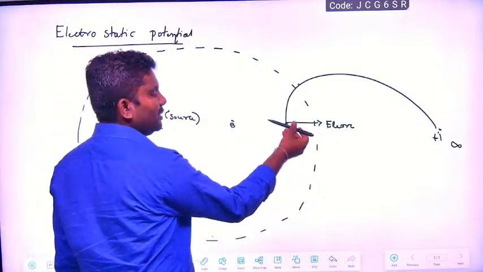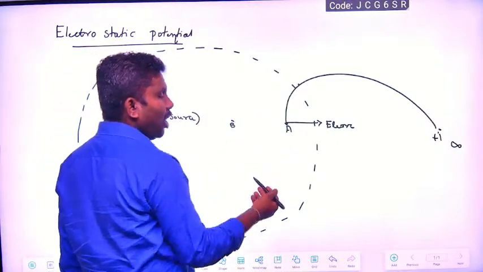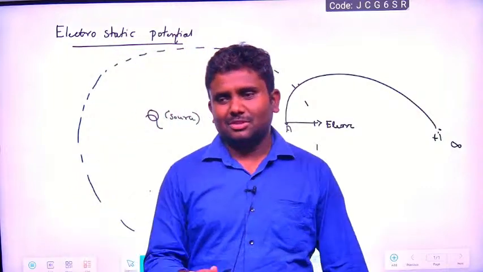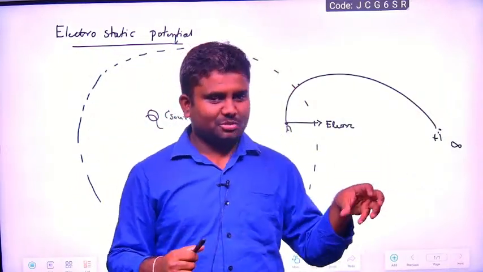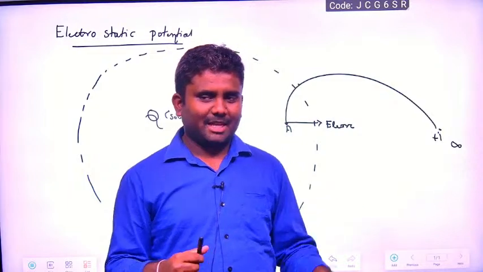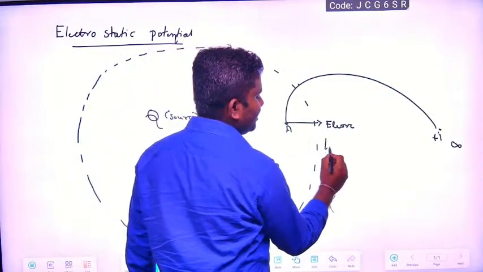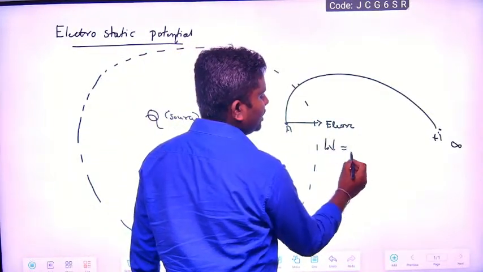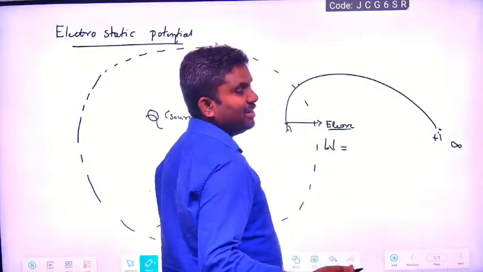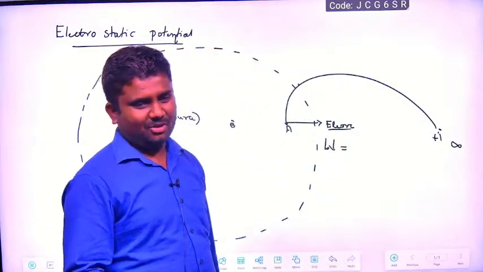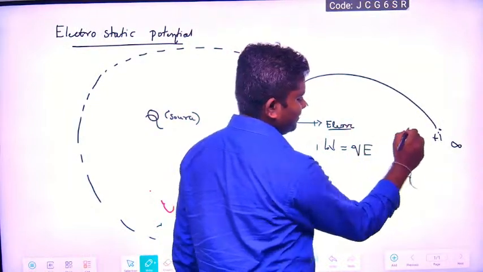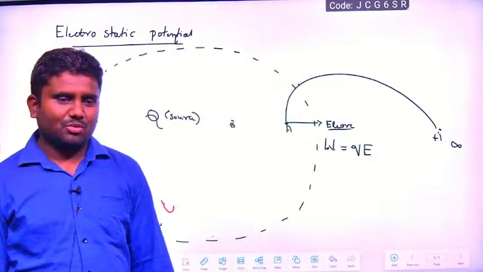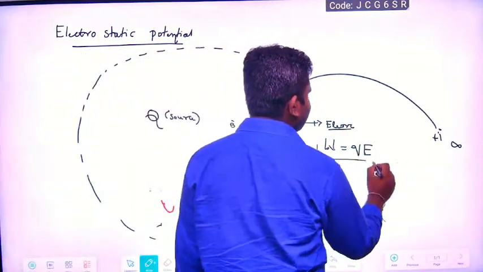If you bring the positive charge against the electric field, how much work do you need to do? The work done should be equal to how much electric field strength is there. So, work done is Q into E. This is what we discussed already.